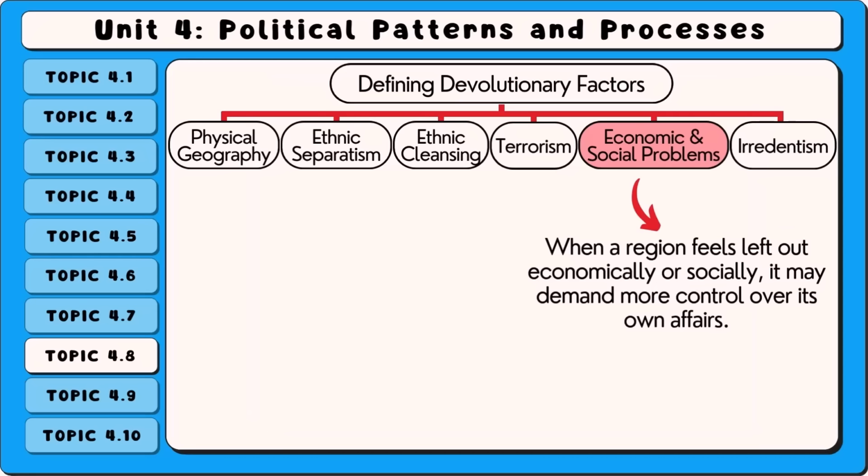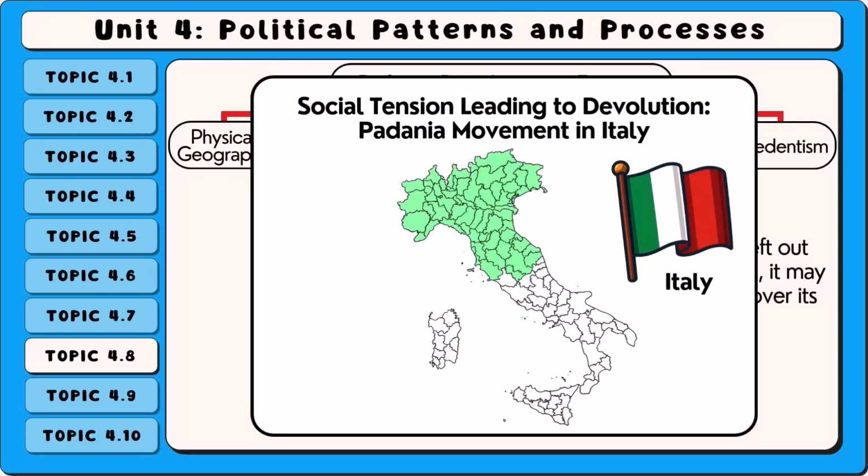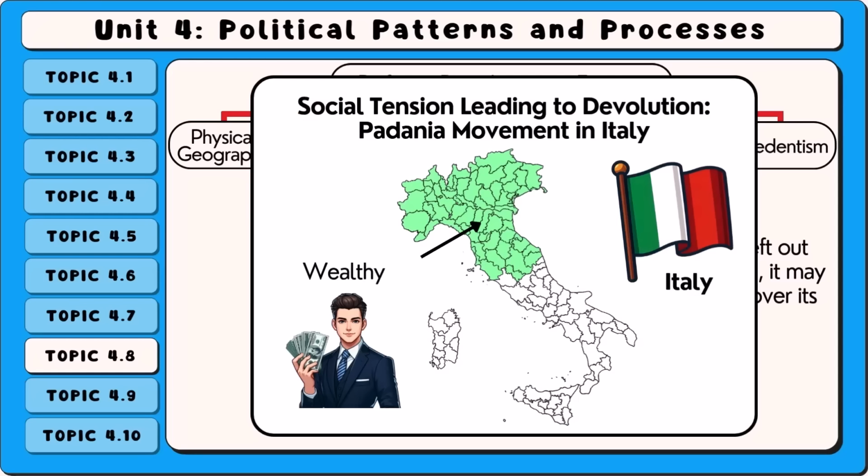When one region of a country feels left out economically or socially, it may demand more control over its own affairs. This kind of inequality can fuel resentment and lead to devolution. For example, northern Italy has a wealthier economy than the southern part, and some political groups in the north have pushed for more regional control of taxes and spending.